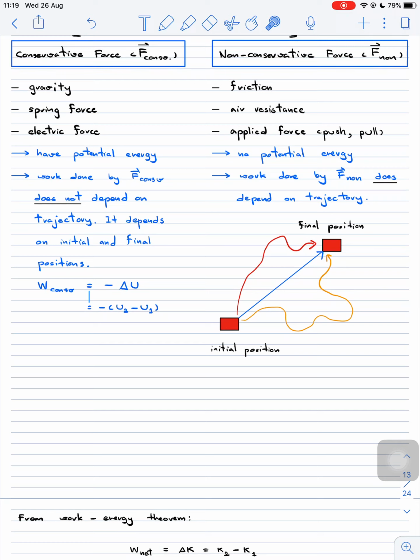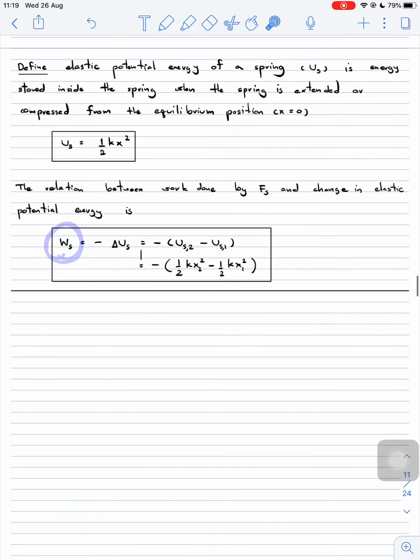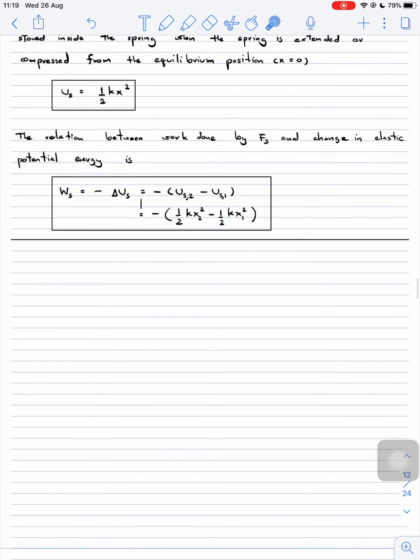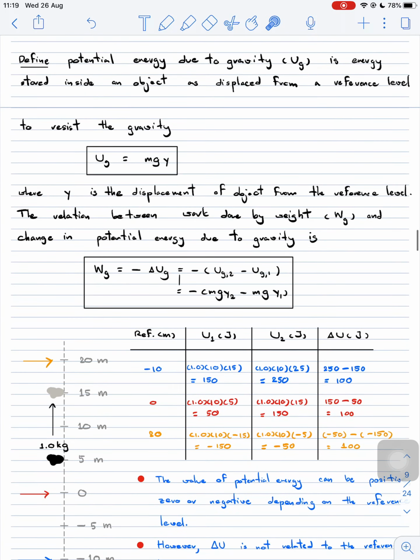So what can we get from this? Let's go back first. We said that the work done by the restoring force of the spring, W_s, equals the negative of the change in the potential energy of the spring, which is negative of 1/2 kx2 squared minus 1/2 kx1 squared. The x1 and the x2 are the initial and the end positions of the spring. Remember?